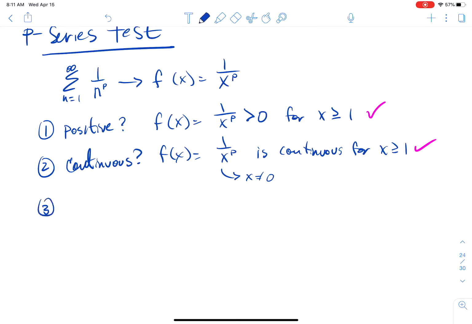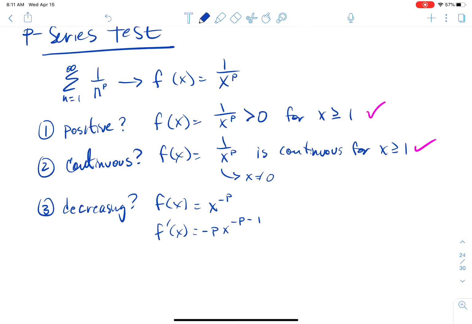And then our last condition, of course, is that the function has to be decreasing. So we will take its derivative. To take its derivative, I'm going to rewrite the thing first as x to the negative p power, and then apply the power rule to this thing. It'll be negative p x to the negative p minus 1.